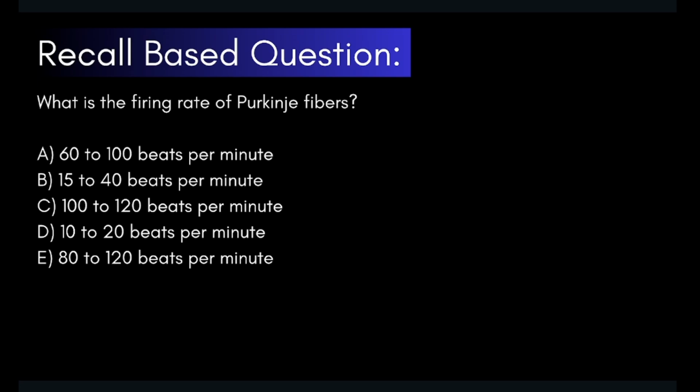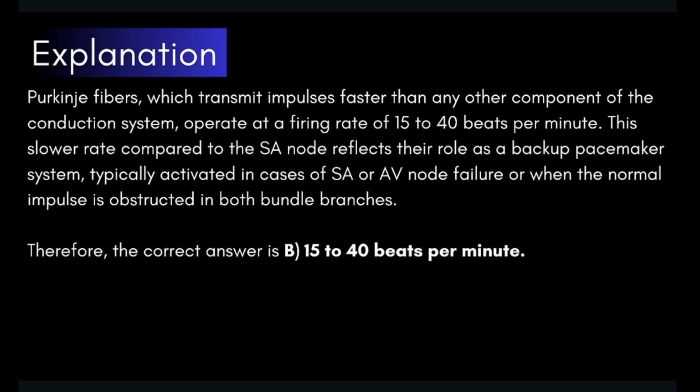Otherwise, moving on now. So Purkinje fibers, which transmit impulses faster than any other component of the conduction system, operate at a firing rate of 15 to 40 beats per minute. So they're fast, but they're not fast at generating the action potentials here. This slower rate compared to the SA node reflects their role as a backup pacemaker system, typically activated in cases of SA or AV node failure, or when the normal impulse is obstructed in both bundle branches. Therefore, the correct answer here is actually B, 15 to 40 beats per minute.